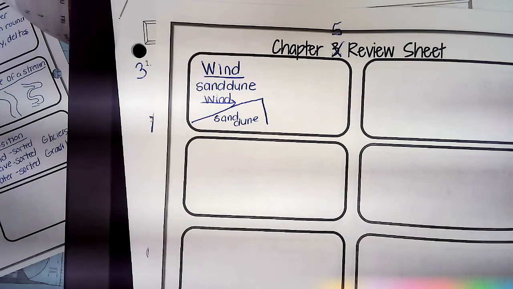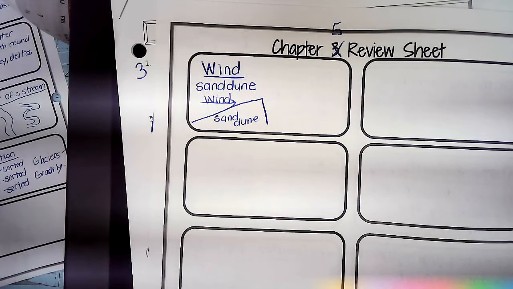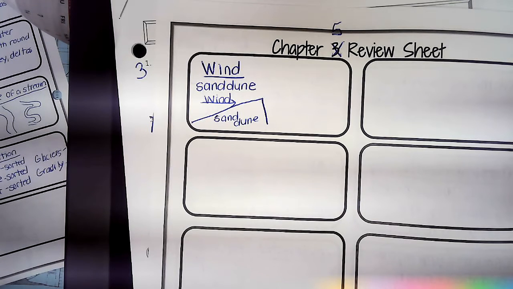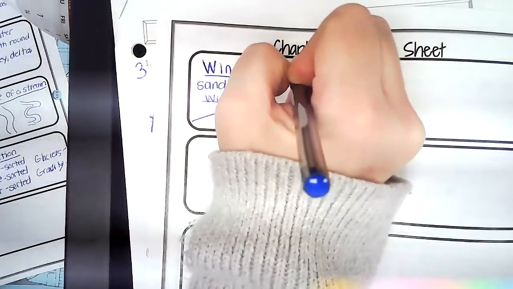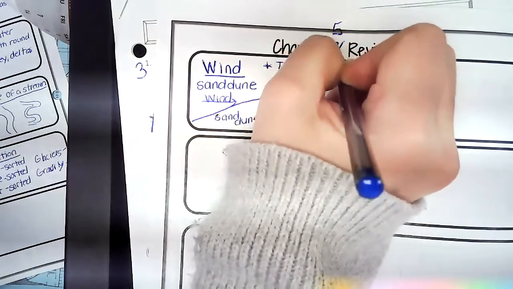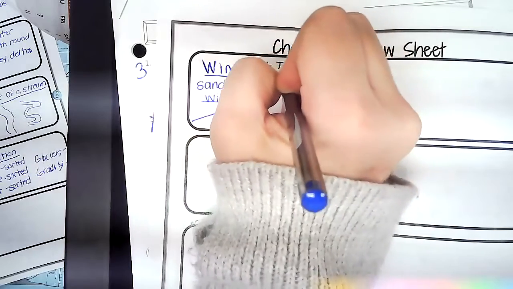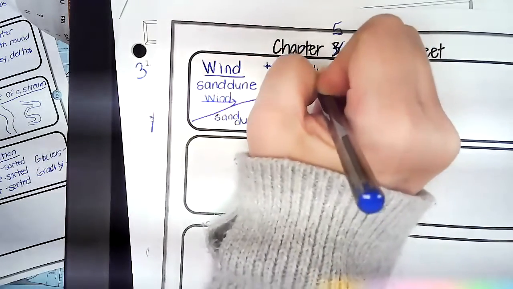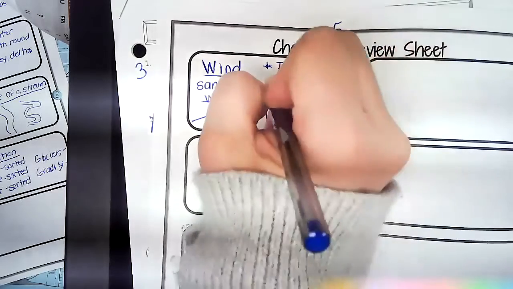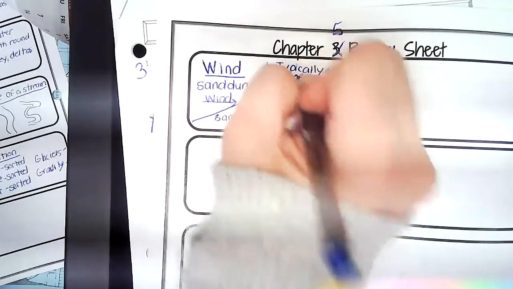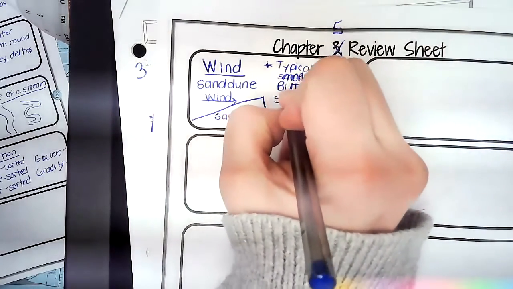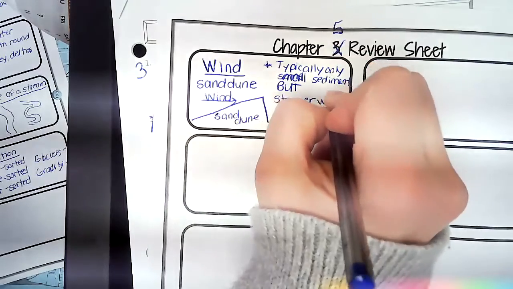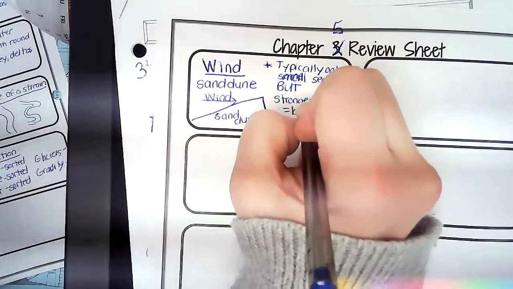With the wind, is it sorted or unsorted? No, tell me this. What do we know about what sediments get picked up by the wind? Right. So I'm gonna put up here, typically, only small sediments. But stronger wind equals bigger sediments.